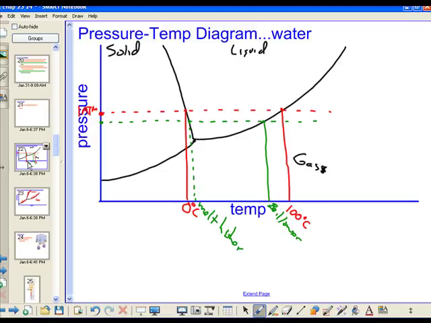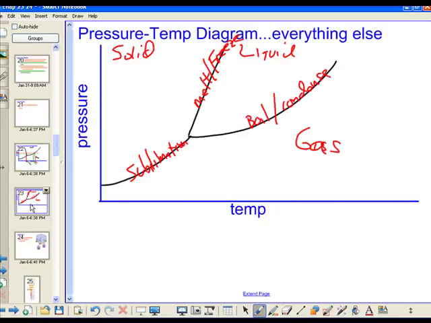Which is long before you get to the bottom. Alright, so one thing I want to add to this one is this point right here in the middle. It's called the triple point. Remember, we mentioned the triple point back when we talked about temperature scales. This is the point where all phases are present.